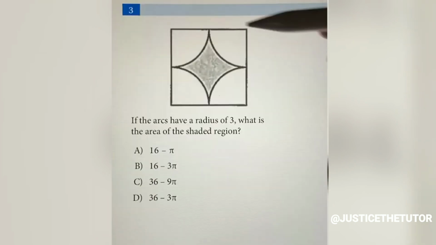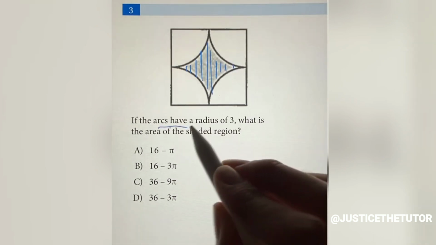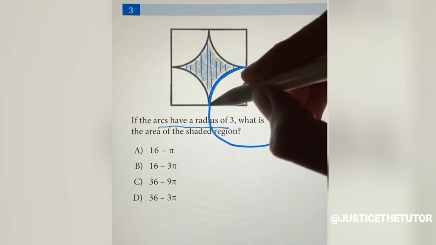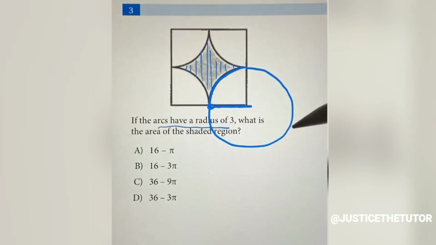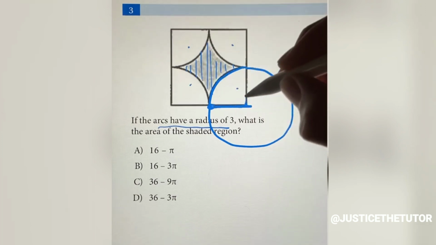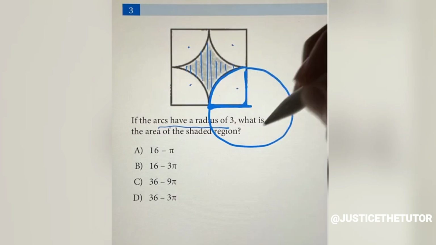So this is a really weird looking shape, and it's asking for the area of this piece right here, okay? And it gives us that the arcs have a radius of 3. So that just basically means that if you would draw a circle, that this radius right here is equal to 3. And if you look, there are 4 of these, right? And this is just a quarter of a circle, which means that all of these pieces added up have to equal the area of the entire circle.